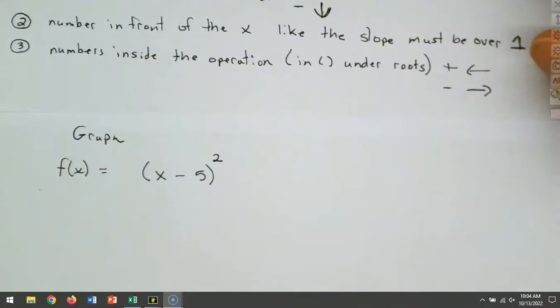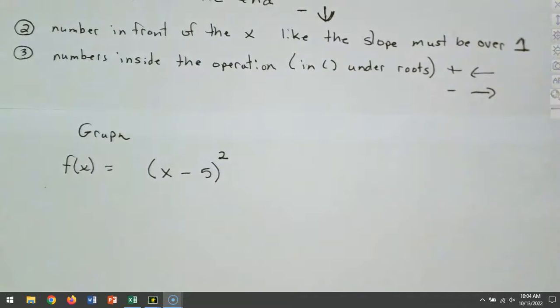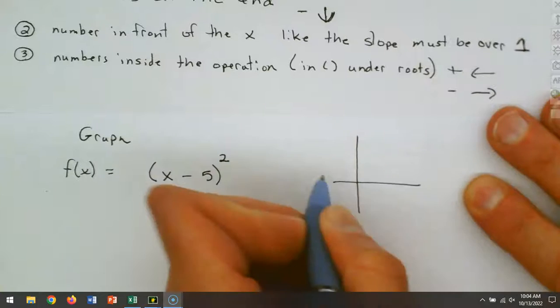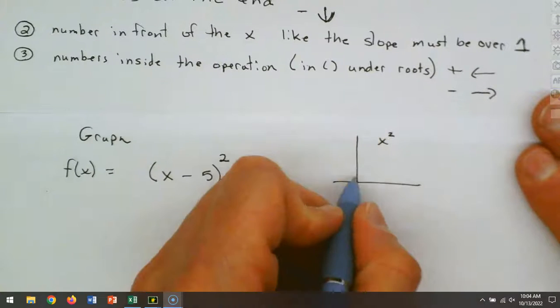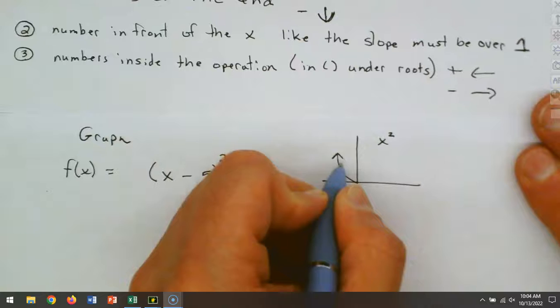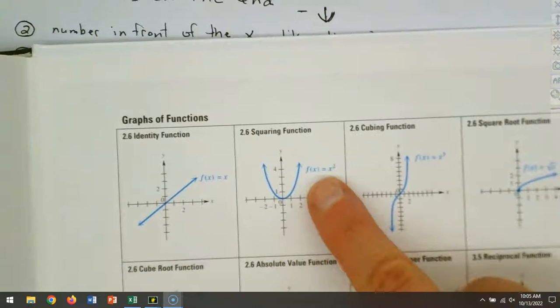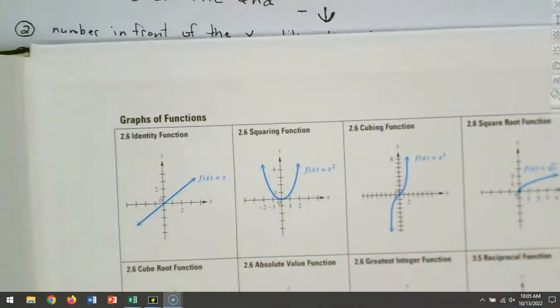So let's try and graph this one. The first thing I look at is what should it look like? It's a square. And so if I go to the back cover of our textbook, the x squares look like a what? It looks like a U, doesn't it? So the first thing I do is I identify the graph that it goes with. Go to the back cover again. It's a square, so it looks like that.